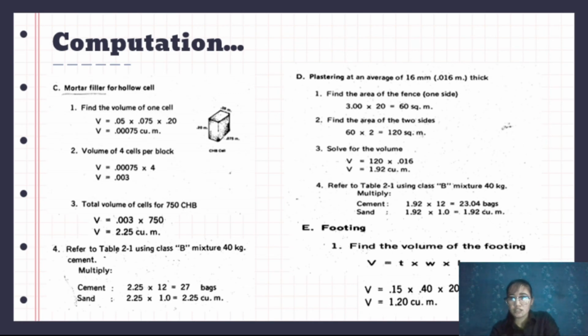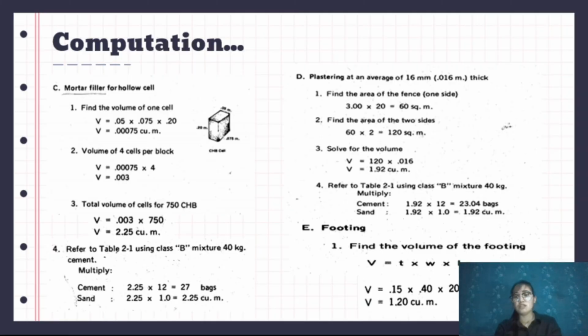Then next is the plastering at an average of 16 thickness. First find the area of the fence. One side, for example the front side, is 3 meters in height and 20 meters in total length. Calculate, and we have 60 square meters. Then find the area of the two sides: multiply the area of one side by 2 to get the total area. For the volume, multiply the thickness by the total area, and we will have 1.92 cubic meters. Then refer again to the table, and we can calculate the cement and the sand.